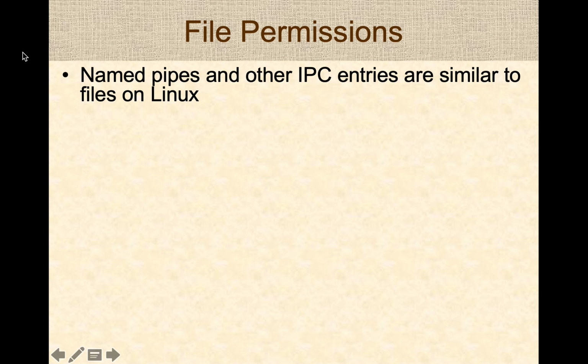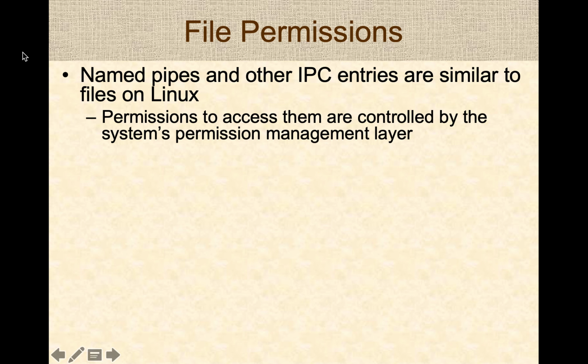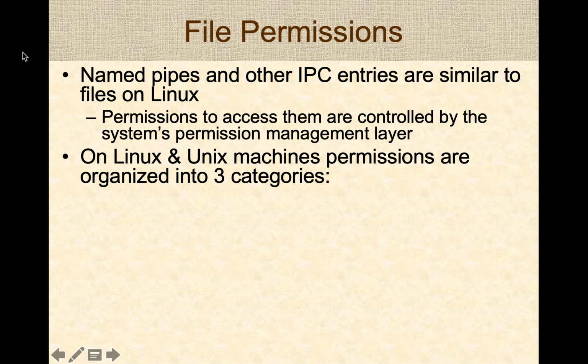Named pipes, like any other files or directories, have permissions that can be used to control the users who can access information in a given file or directory. On Linux, the basic permissions are organized into three categories.